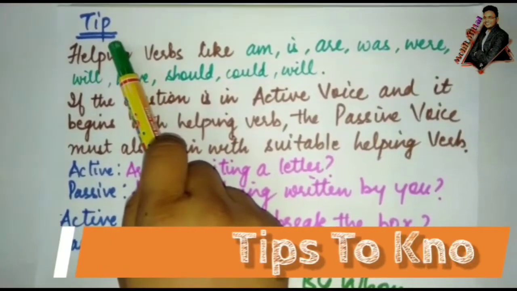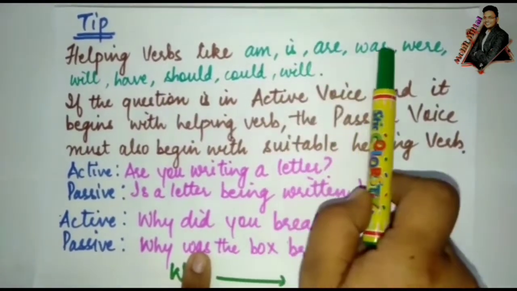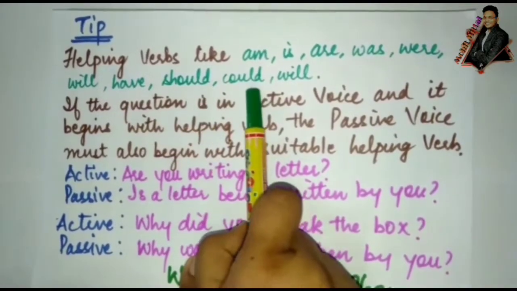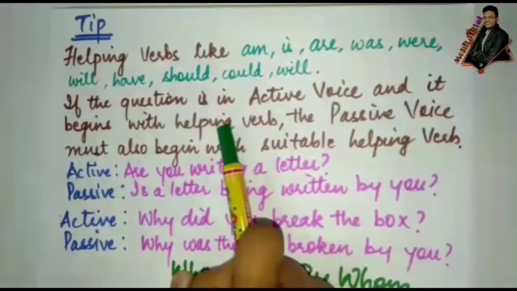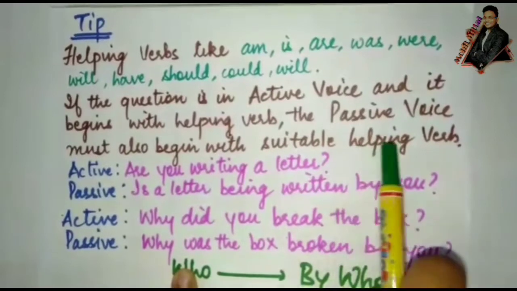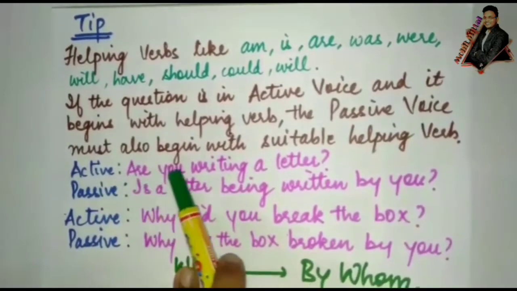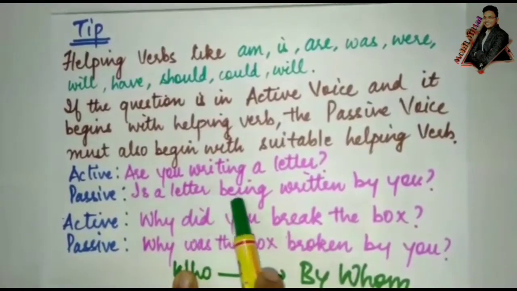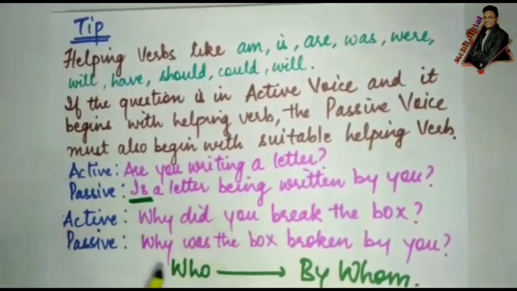Tips we should know. Helping verbs like am, is, are, was, were, will, have, should, could. If the question in active voice begins with a helping verb, the passive voice must also begin with a suitable helping verb. For example, in active voice: are you writing a letter? In passive voice, it will be: is a letter being written by you? See, is here is the helping verb.